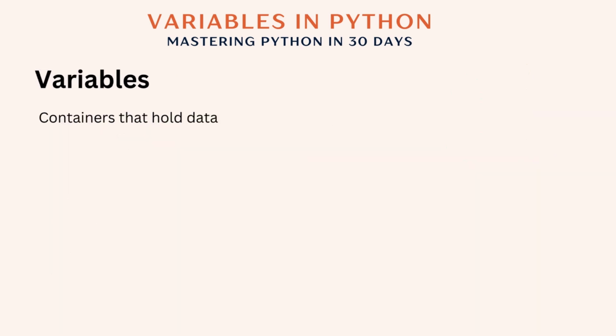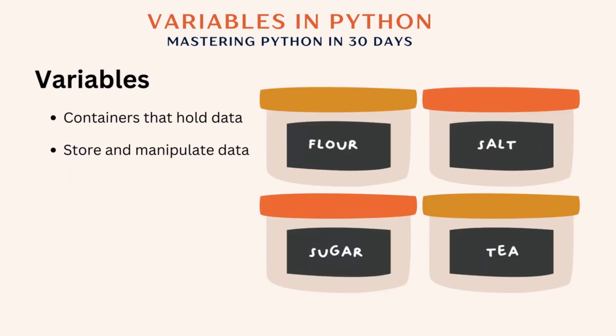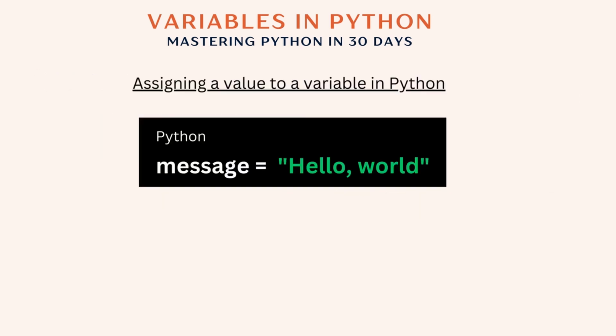So in Python, variables are like containers that hold data. They give us a way to store and manipulate information. Think of them as labeled boxes where we can put different things and refer to them later. And I will show you how this works.